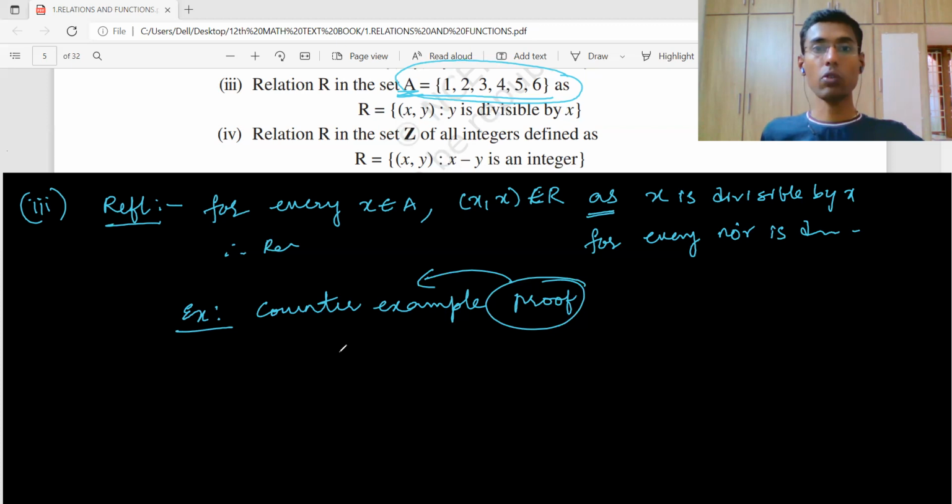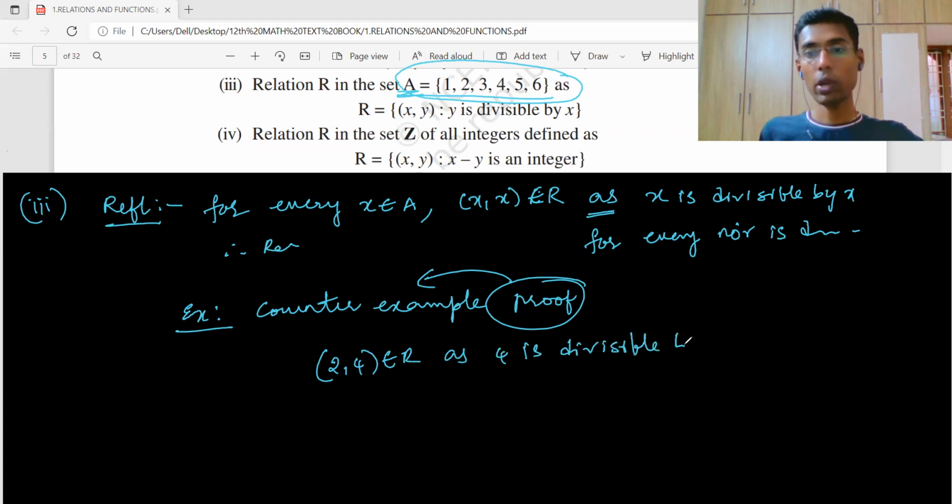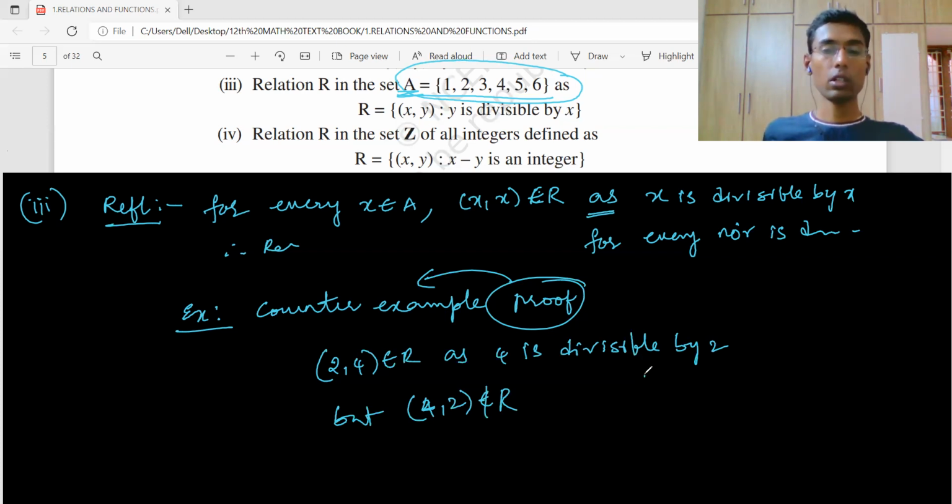See, why do we see x comma y? So 2 comma 4 belongs to R, as 4 is divisible by 2. But 4 comma 2 does not belong to R, as 2 is not divisible by 4. Like this, you have to give an example whenever it's failing. Is that okay? Yes, sir. All right. Next, trans2. What do you think about trans2?